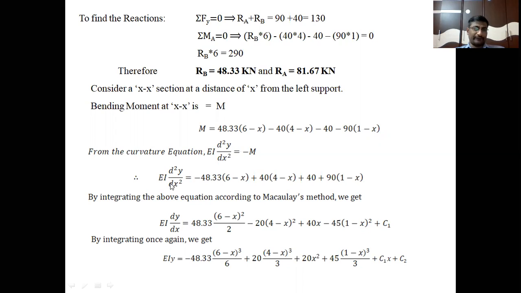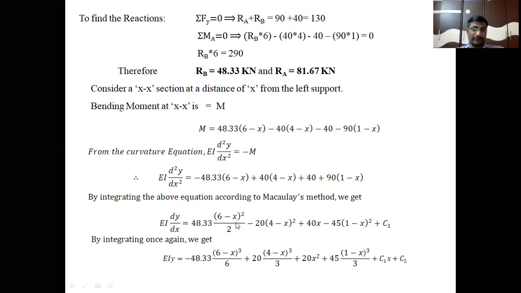As I said earlier, how to integrate? Integrate according to the Macaulay method. According to the Macaulay method, if we integrate, the left hand side is EI dy by dx equal to, integrating this term, 6 minus x is assumed as a whole bracket term, as a single term. So the integration of 6 minus x gives minus 6 minus x whole square by 2.